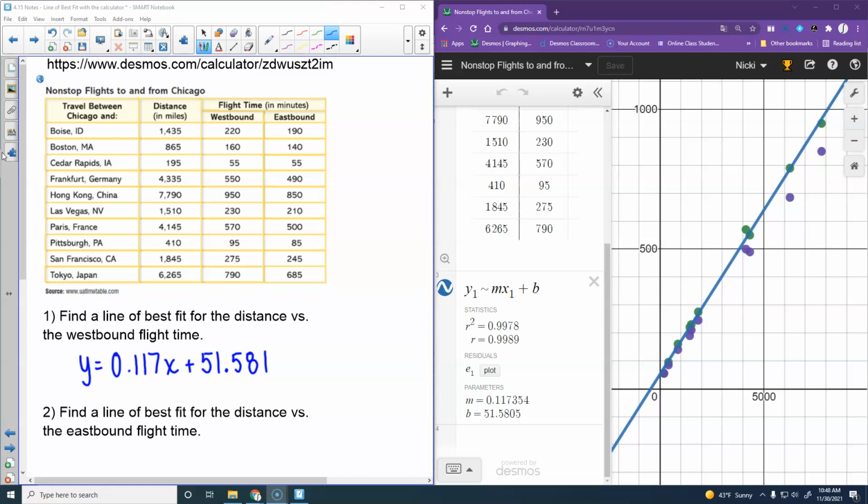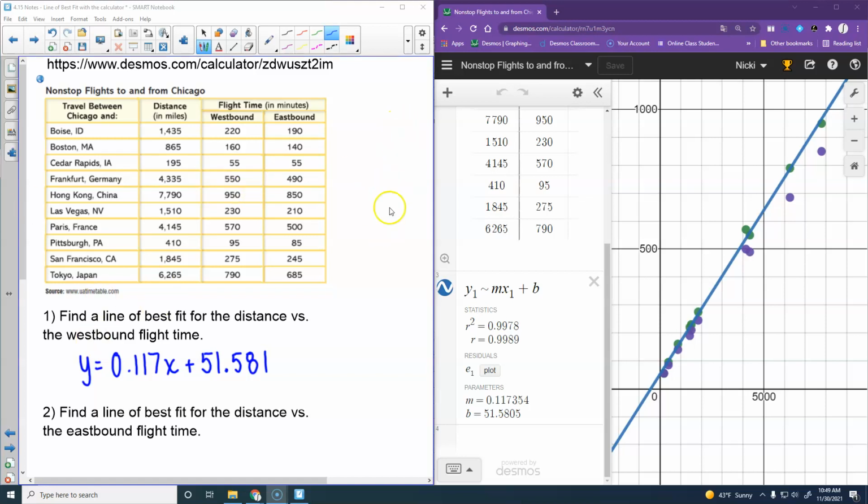And of course, weather conditions would affect this some, but in general, this would be the pattern that you would see. On average, you would see westbound flights taking longer than eastbound flights in most cases.